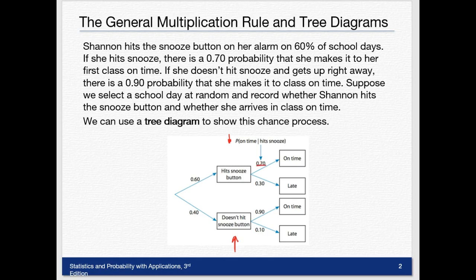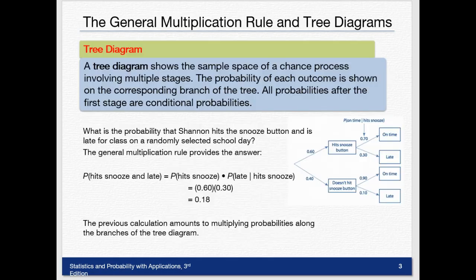Then if she's on time 0.7, that means she's late 0.3. The problem doesn't state that, but we know these two have to add up to 1. Then it says if she doesn't hit the snooze, so we're down to this bottom box, and gets up right away, there's a 90% probability that she's on time. So if she's on time 90%, that means she's 10% of the time late. So you can see how we built that tree diagram. Now we can use this to answer some questions.